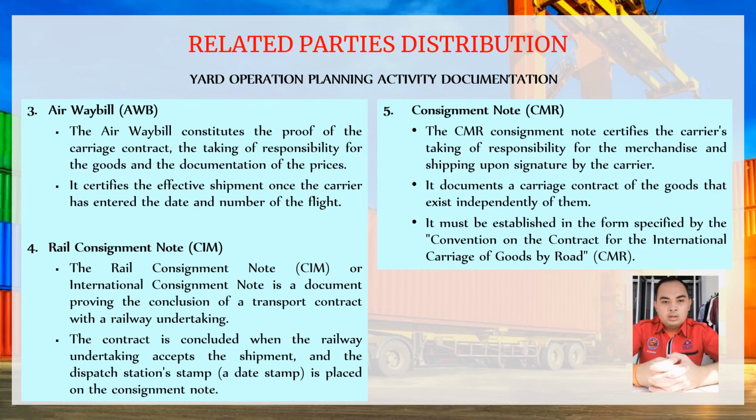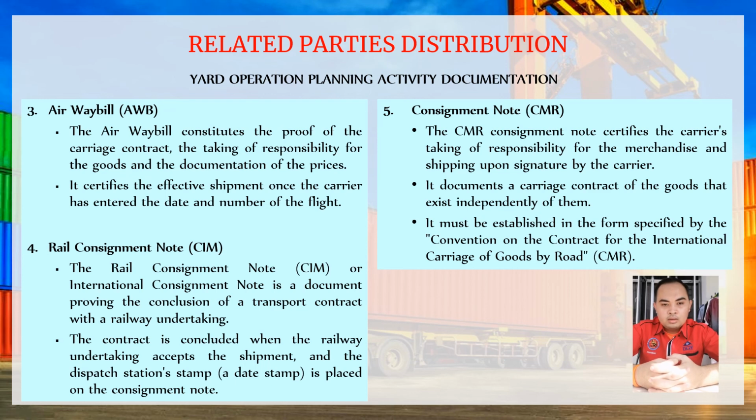Fourth is the Rail Consignment Note. The Rail Consignment Note, or International Consignment Note, is a document providing the conclusion of a transport contract with a railway undertaking. The contract is concluded when the railway undertaking accepts the shipment and the dispatch station stamp is placed on the consignment note. The last one is the CMR consignment note.